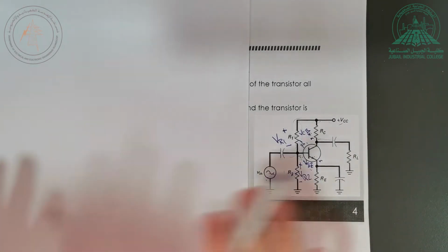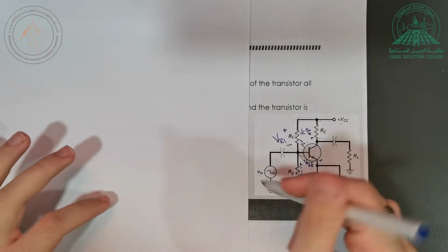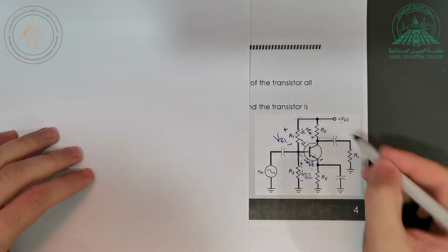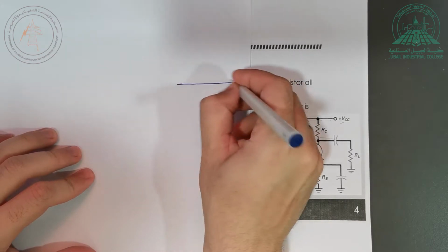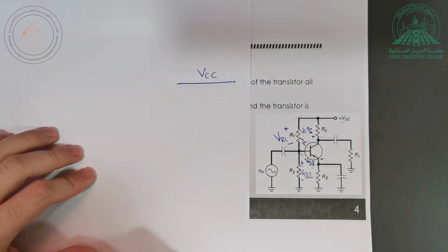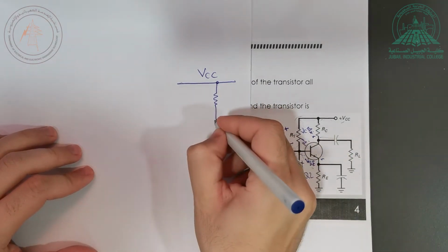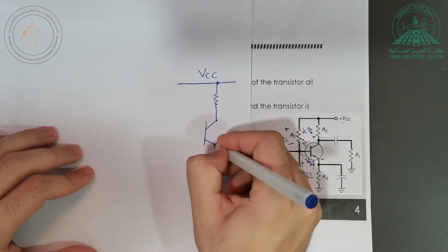So we don't want the DC to appear in the output and affect the input and so on. From a DC point of view, all these capacitors are going to be open circuits. So how is the circuit going to look? Here, it's going to look like that. I have my VCC here. Here I have RC connected to the collector of the transistor.